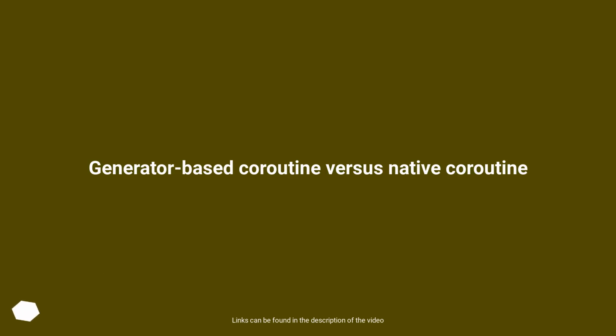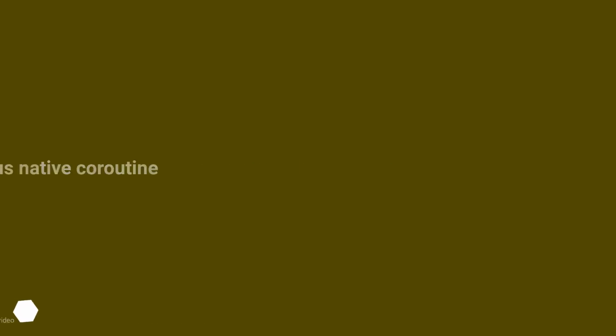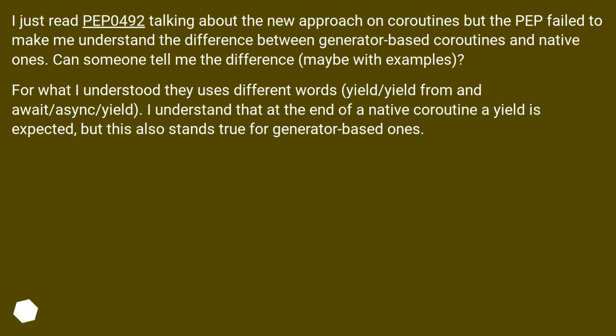Generator-based coroutine versus native coroutine. I just read PEP 0492 talking about the new approach on coroutines, but the PEP failed to make me understand the difference between generator-based coroutines and native ones. Can someone tell me the difference, maybe with examples?